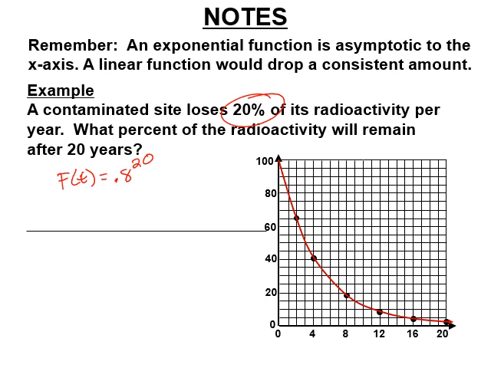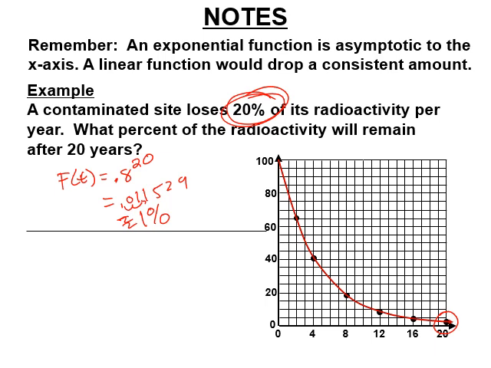So we need our calculator. And so 0.8 to the 20th is 0.01159. So we're going to make that a percent, and that's around, make sure I did this right, 0.8 to the 20th. Yep, that's right. So it's around 1%. So 20 years later, it'll decrease. If it is losing 20% of its radioactivity per year, it'll get down to 1% in 20 years.